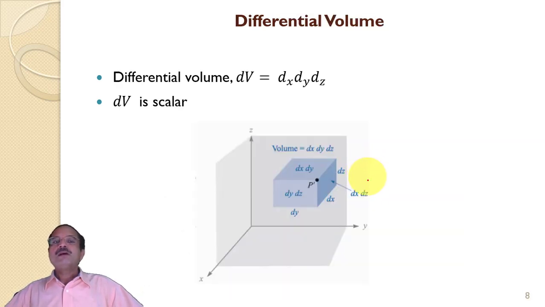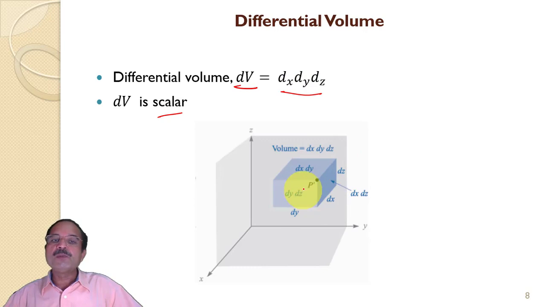To find the volume integral, we always need the differential volume. The differential volume is a scalar quantity, and it is the product of the three differential lengths, that is dx, dy and dz. If I consider a small differential volume here, one differential length on one side is dx, the other differential length is dz in the z direction, and the differential length in y direction is dy. The product of these three gives me dv. So this is the differential volume we need to find the volume integral.